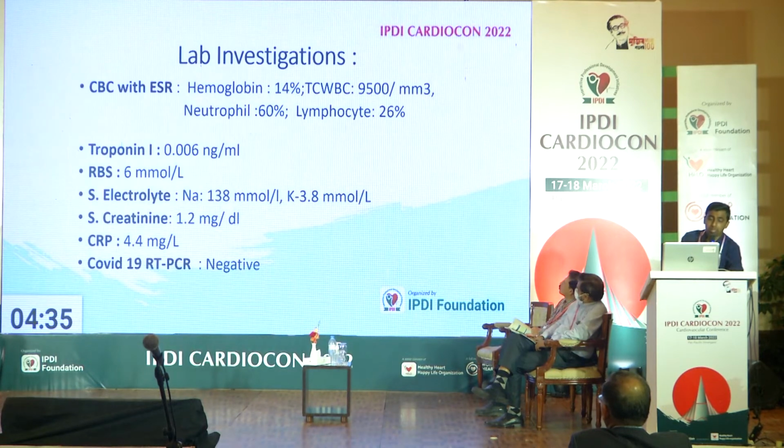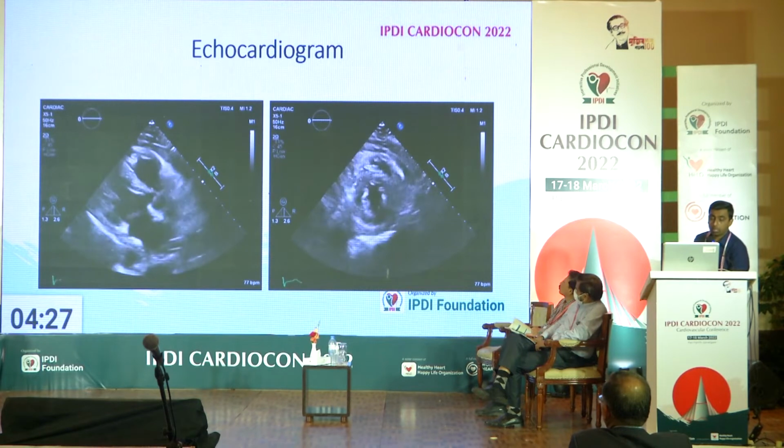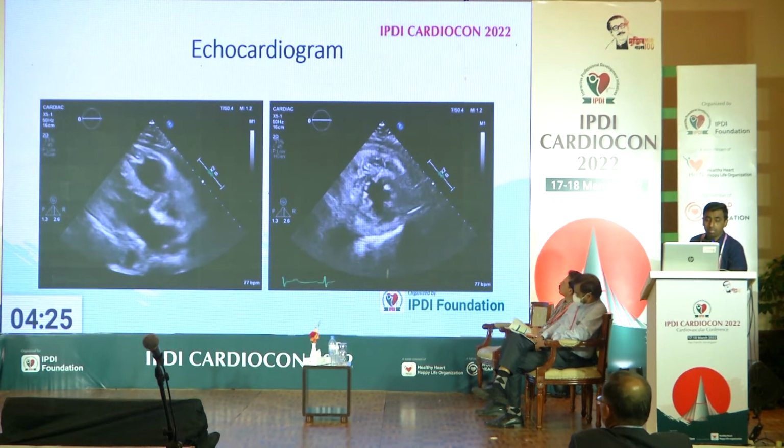Lab investigations revealed all reports were quite normal, including the COVID-19 RT-PCR. Then echocardiography was done. On the parasternal long axis view, the mitral and aortic valves seem normal. On the right panel, there are no regional wall motion abnormalities. There is quite good global LV estimation.